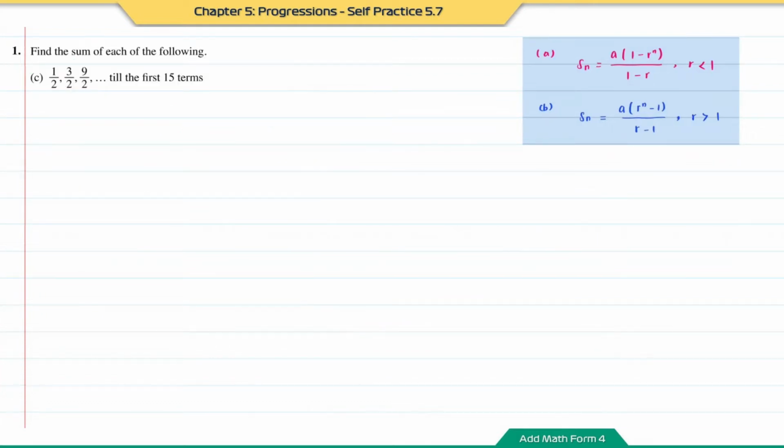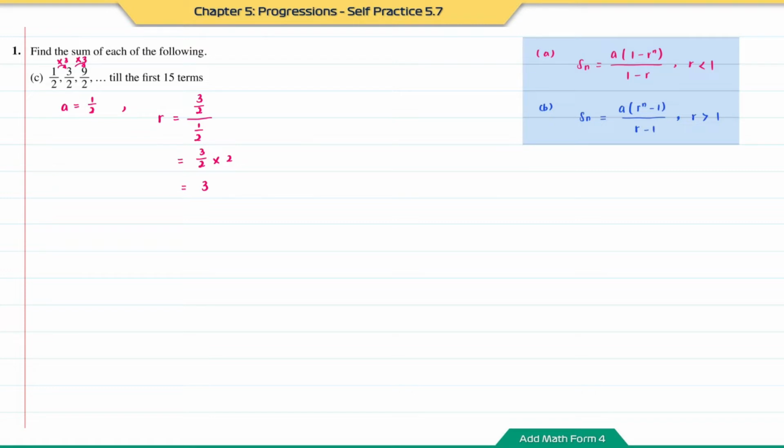Question C. For this geometric progression, the first term, which is the a, is equal to 1 over 2. And for the common ratio, we're going to use the term 3 over 2 divided by the previous term, which is 1 over 2. So this is the same as 3 over 2 times 2. Solve this, the common ratio is equal to 3. So this geometric progression is formed by multiplying 3 to the previous term.